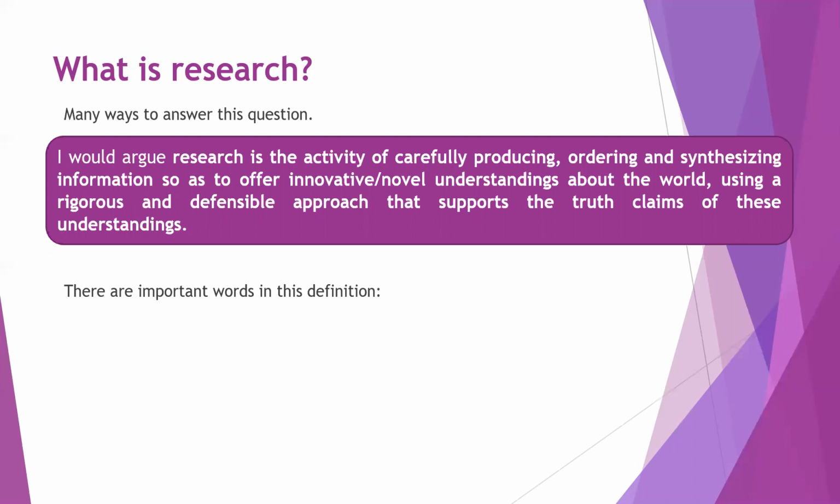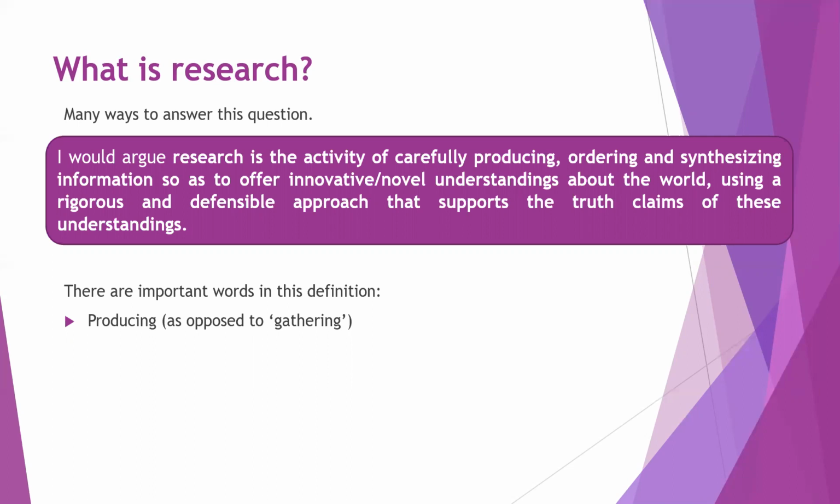Now, there are some very important words in this definition. Producing rather than gathering. We're going to talk a little bit more about epistemological unconsciousness later, where there is often a tacit transference of ideas from objectivist or positivist natural science research design into social sciences and into qualitative research.